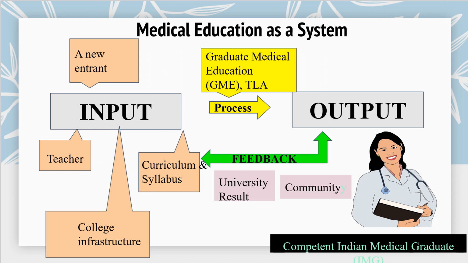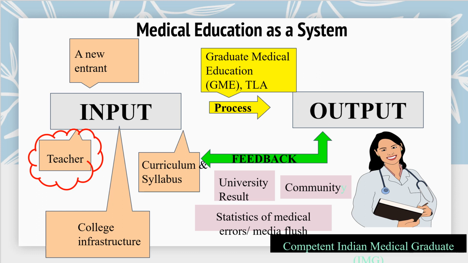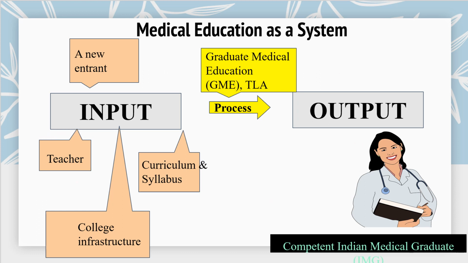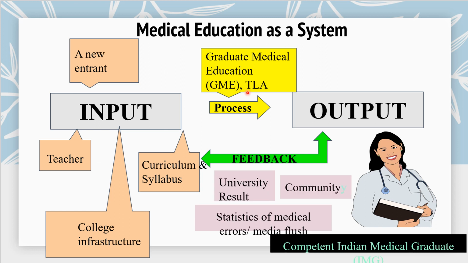The community will give feedback on whether the doctor is competent enough to act as a first care delivery system, and it will also be given by the statistics of medical errors and the media flash. So we are clear about the input, process, output, feedback, and from where we are getting the feedback.